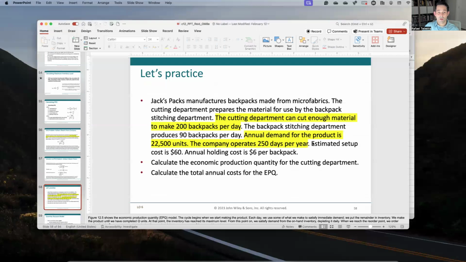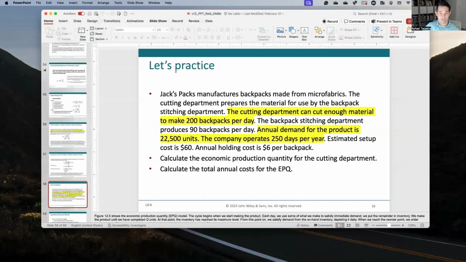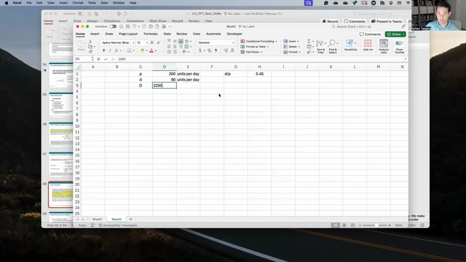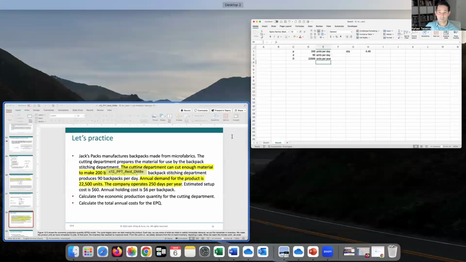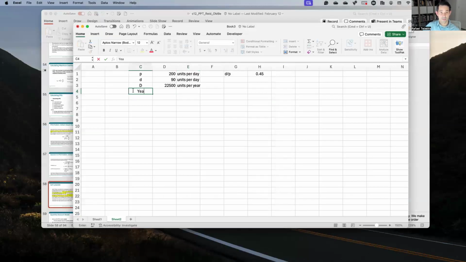Annual demand for the product is 22,500 units per year. The company operates 250 days per year. So I can compute my daily demand, because if the problem is telling the annual demand and the number of days per year, my daily demand is going to be equal to my annual demand divided by the number of days. That's my daily demand, units per day. Daily demand is 90 backpacks per day.